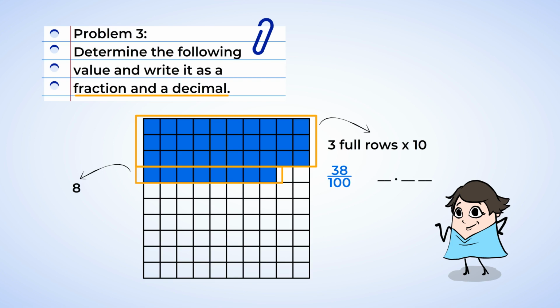The 8 goes into the hundredths place, 2 places over from the decimal, and the 3 goes in the tenths place, 1 place to the right of the decimal. Perfect. We have now written 38 hundredths as a fraction and a decimal.